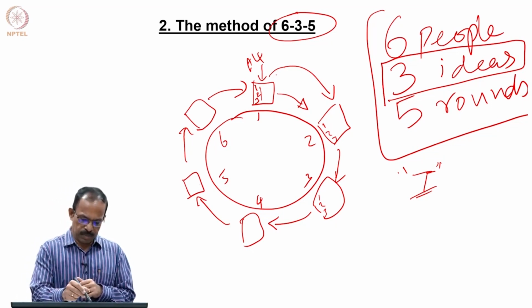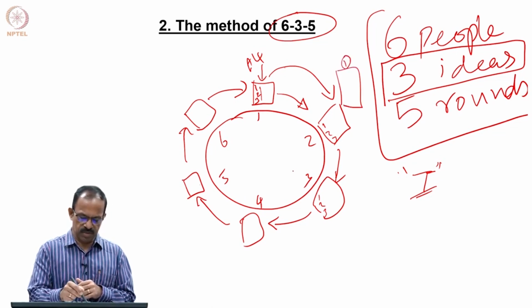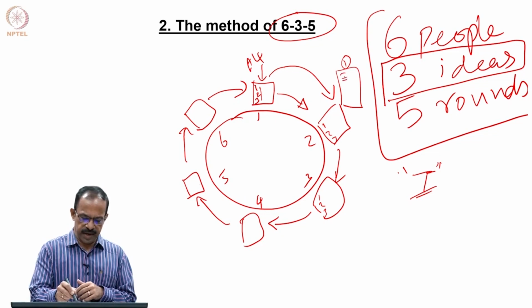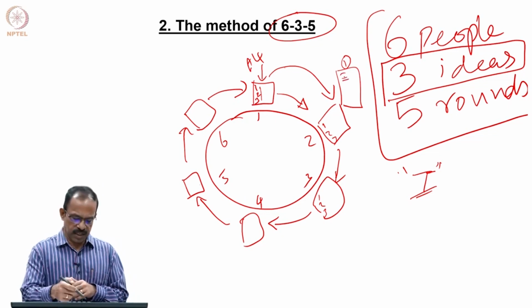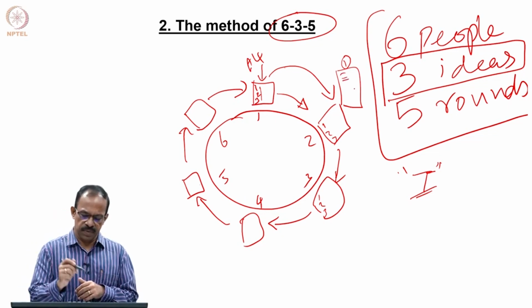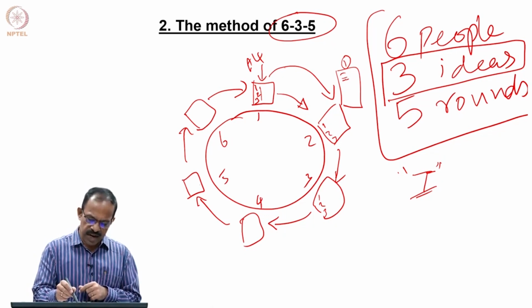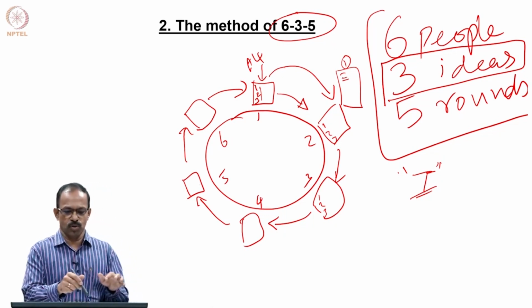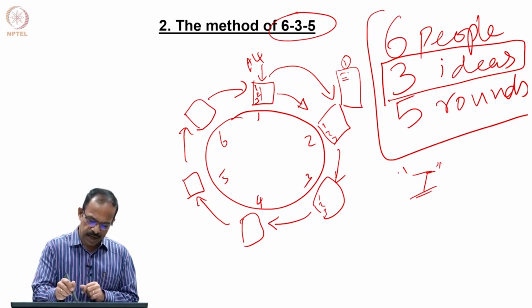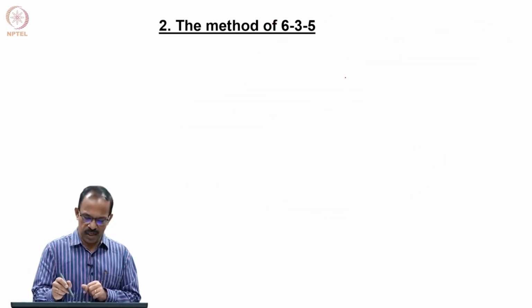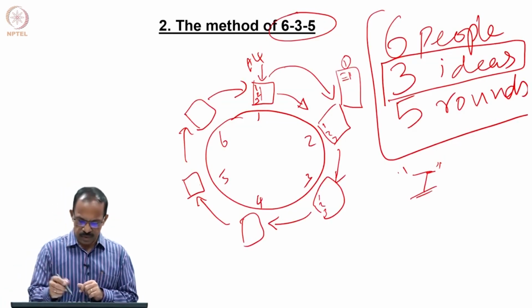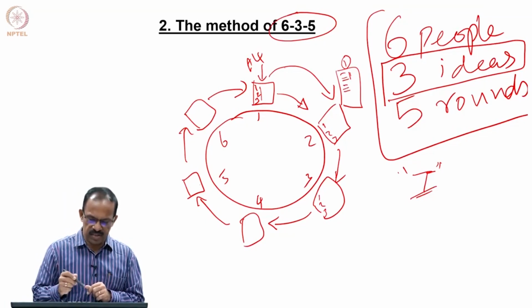So, the first paper will come here to the second person. If this is the first paper, it will come to the second person. Already there are 3 ideas. Now, the second person will look into these 3 ideas. Since he has not thought about these first 3, he will be trying to get new ideas based on that. So, he will write new additional 3 ideas there.